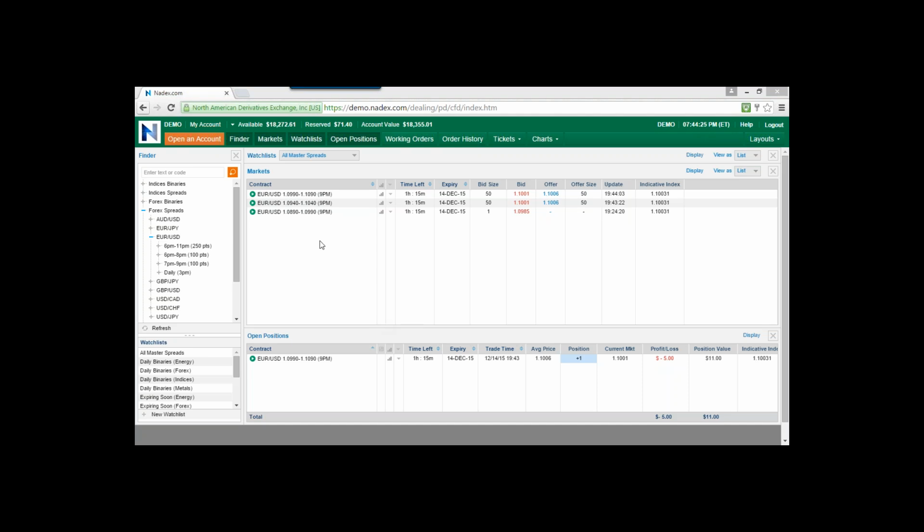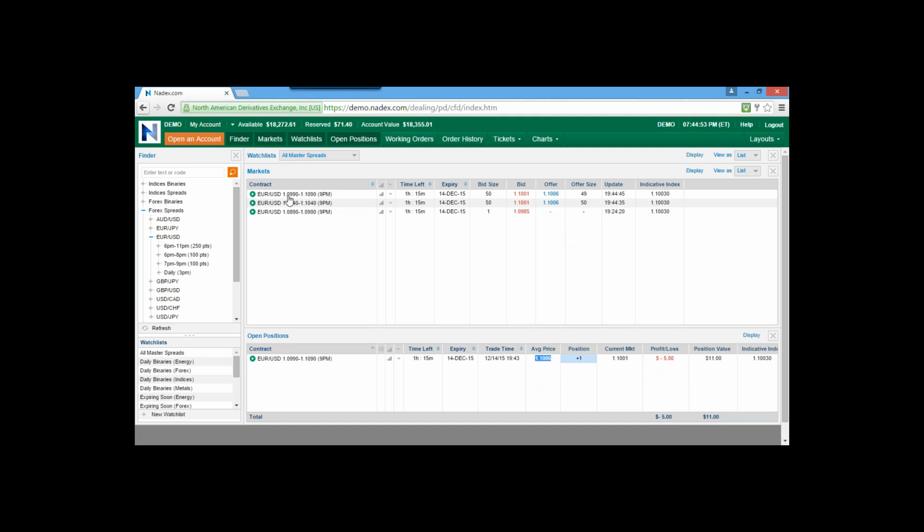Okay, so I bought that spread. See, and it went into my open positions right here. I bought it. See where it says +1? If I'd sold, it would say -1, just to show whether I was buying or selling. Okay. So I bought it, and I bought it right here at 1.1006.